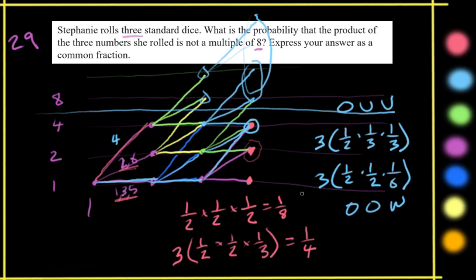So now we just need to add these all up. So we've got a 1/8, we've got a 4th. This one, we can cancel this 3 with a 1/3, and we've got a 1/6 here.